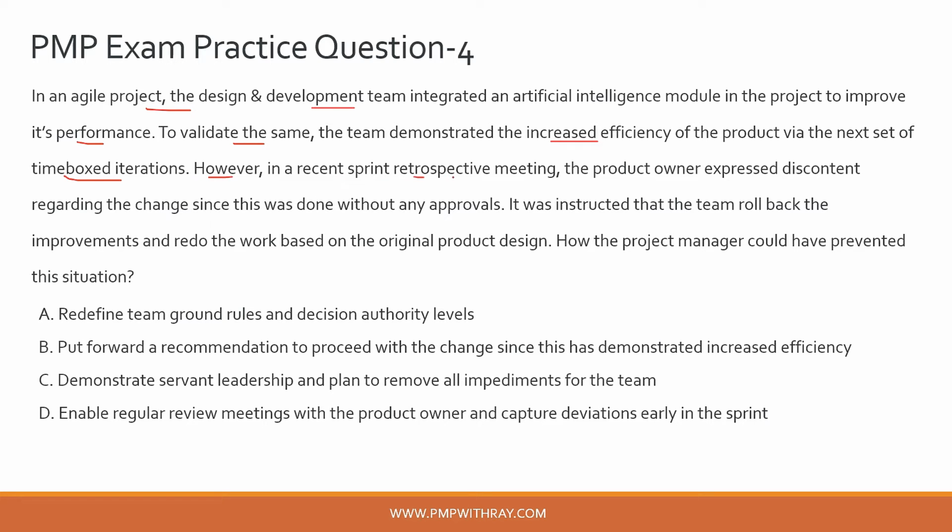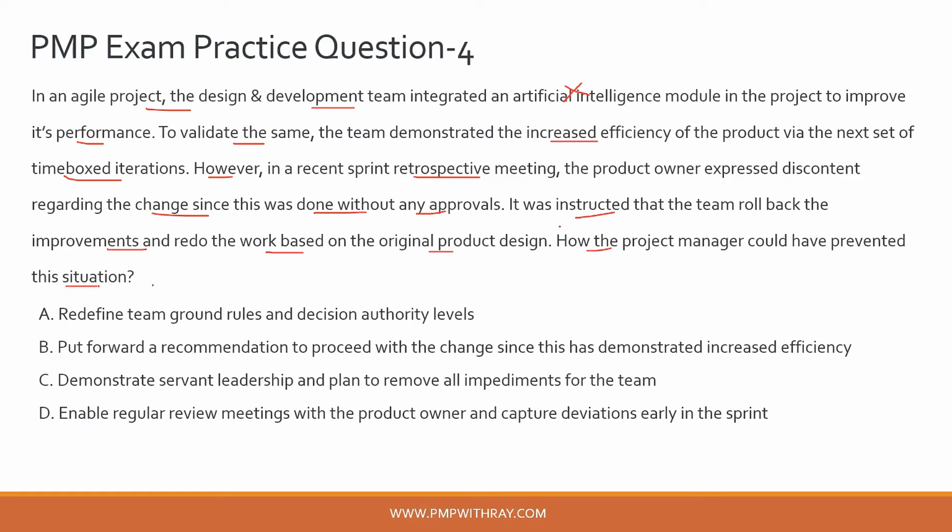In a recent sprint retrospective meeting, the product owner expressed discontent regarding the change since this was done without any approvals. Now, alarm bells should start ringing in your mind, right? Okay, a change done without proper approvals. It was instructed that the team roll back the improvements and redo the work based on the original product design, okay, which most probably didn't take into consideration this artificial intelligence module. How the project manager could have prevented this situation?